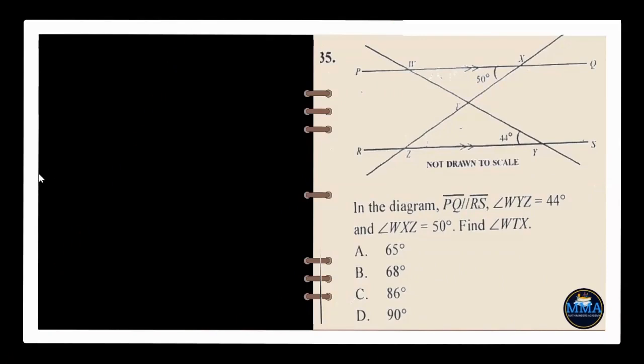So question number 35, we are told that in the diagram PQ is parallel to RS. That's PQ parallel to RS. And angle WYZ is 44, which is this angle here. We also have angle WSZ is 50, which is given here. We are looking for angle WTS.